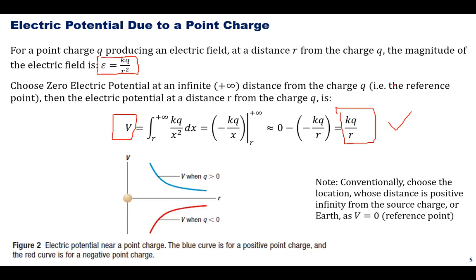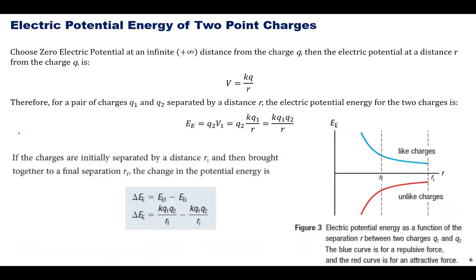Next, let's have a look at the electric potential energy of 2-point charges. So now consider the electric potential energy of a pair of charges. The electric potential energy of a pair of charges is the potential energy possessed by each charge in the pair because of its position. For a pair of charges, this potential energy is inversely proportional to the distance between the charges and directly proportional to the product of the two charges.